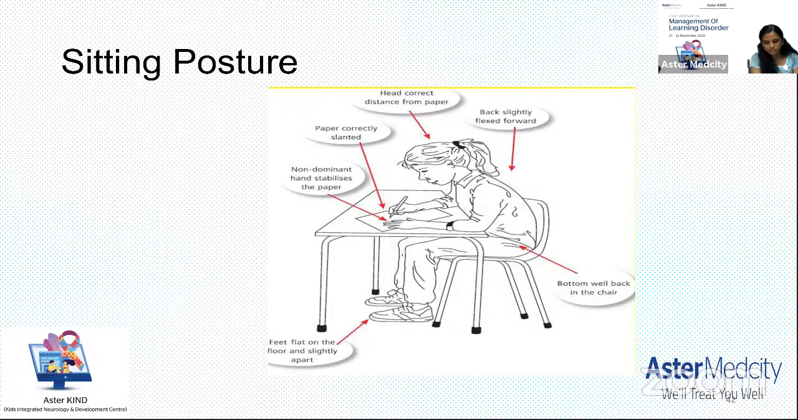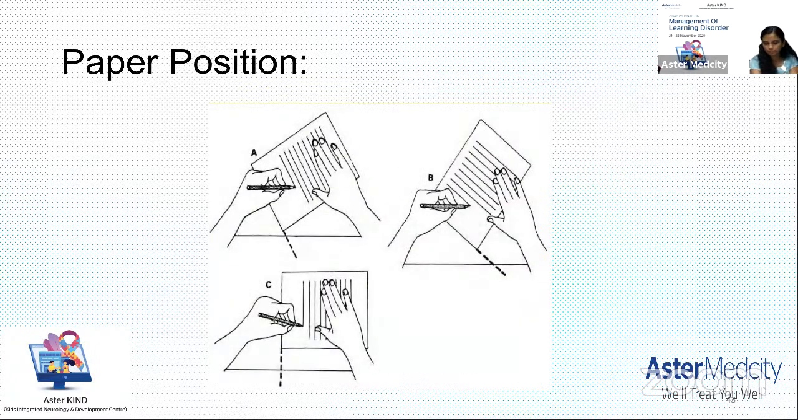Students should be seated with the feet firmly planted on the floor, and that will provide the support for weight shifting and postural adjustment while writing. And their back will be slightly flexed forward, and the head should be at the correct distance from the paper, and the paper should be correctly slanted, and then they'll be writing with the dominant hand, and the non-dominant hand will stabilize the paper. So this is the writing posture. Okay.